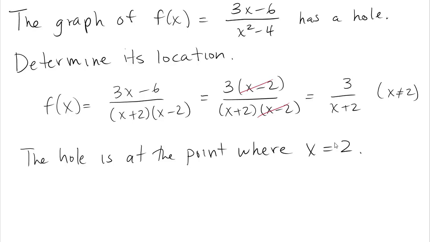In fact, that's how you determine what the y-coordinate of the hole is. You plug this number that you're not allowed to plug into the original function into the reduced version and see what you get. We would get a y-coordinate of 3/4. So the hole is at the point (2, 3/4). There will not be a vertical asymptote at x equals 2.